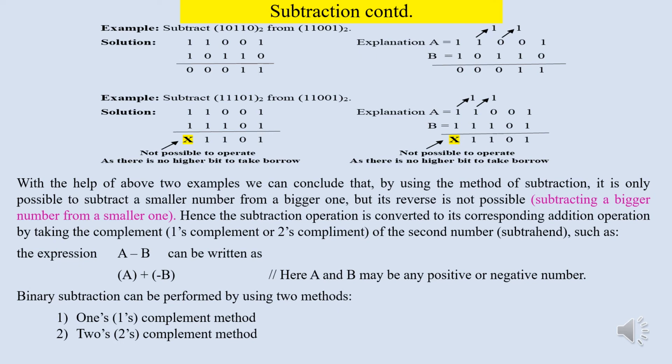Binary subtraction can be performed by using 2 methods. Number 1, ones complement method, and number 2, two's complement method. We will discuss them in detail.